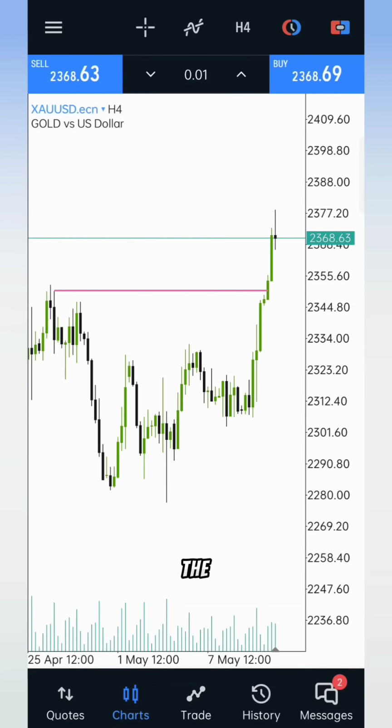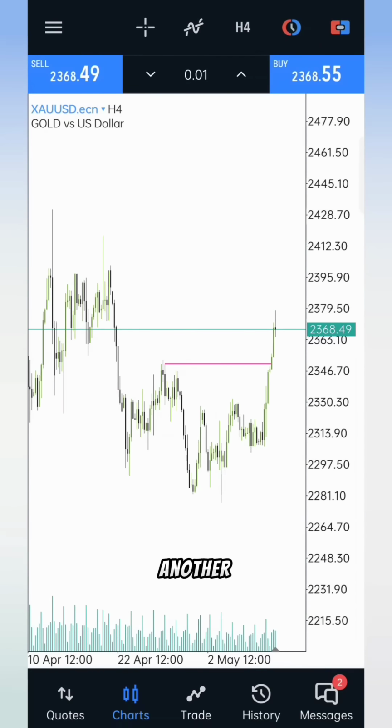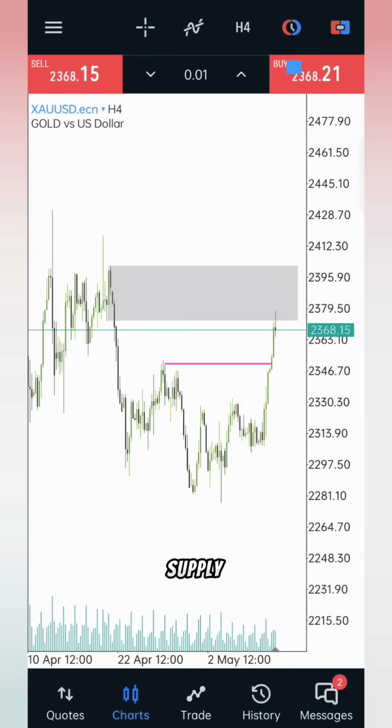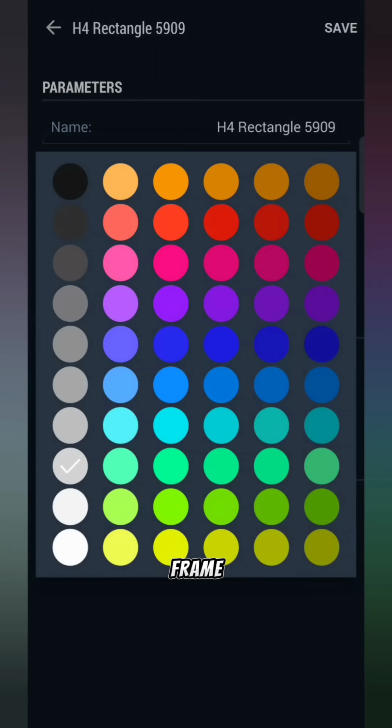As you can see, the market has swept the most recent buy-side liquidity. This is an inducement in another way. After sweeping liquidity, the market touched our most recent 4-hour candle imbalance area. Here is the higher time frame supply zone. And this is our higher time frame imbalance area, and the market is currently consolidating in the higher time frame imbalance area.